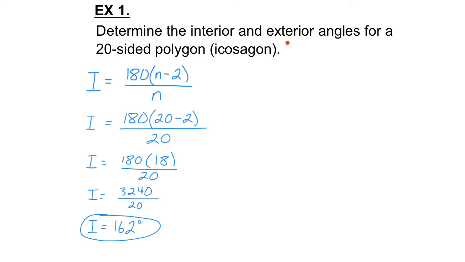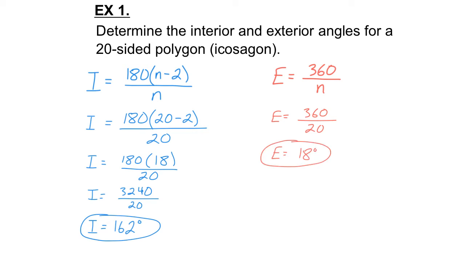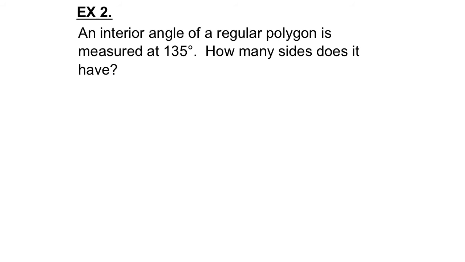And now to find the exterior angles. Well, an exterior angle is 360 divided by n. So 360 divided by 20 is 18. Each exterior angle is 18 degrees. So in this example, it's just fairly straightforward. You start with your formula, you plug in your value of n, and you solve. In our last example, it's kind of working backwards.